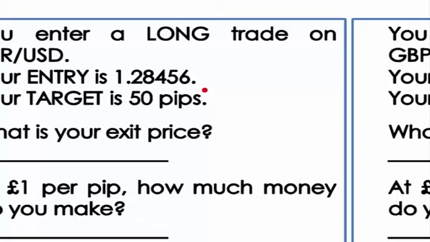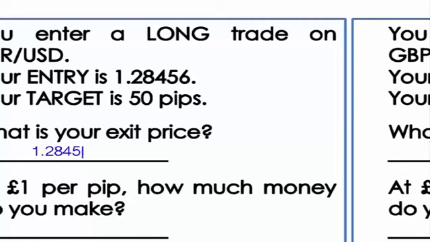If you enter at 1.28456 and you add 50 pips onto that, what's your exit price going to be? Remember, the 6 at the end here is tenths of a pip. You want to be adding 50 pips on top of the 1.28456. Now, what does that look like? Well, if we've got the 1.28456, as I've just mentioned, the 6 at the end is tenths of a pip, so for now, we can discount that.